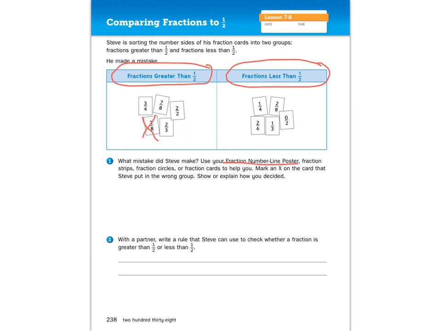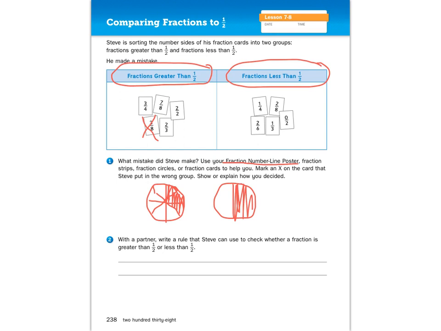So I want you to figure out, why is this one a mistake? And then it says show or explain how you decided. Maybe you go ahead and you draw two circles. Maybe in one of the circles you show what 1/2 looks like, and then maybe over here you divide it up into those 8 pieces and you shade in 3 out of those 8, and maybe that could prove that it is definitely not greater than 1/2 but less than 1/2.